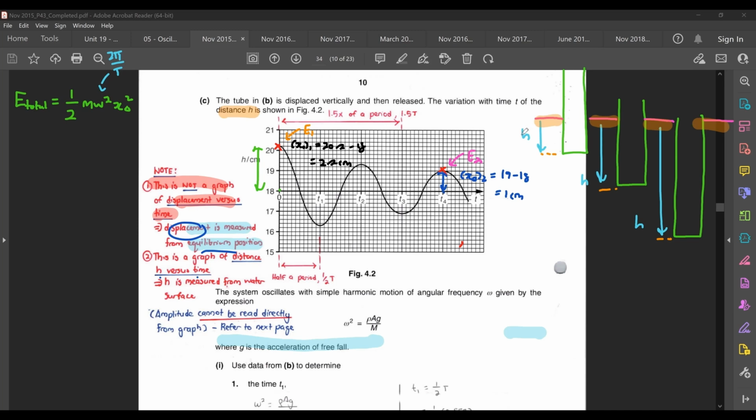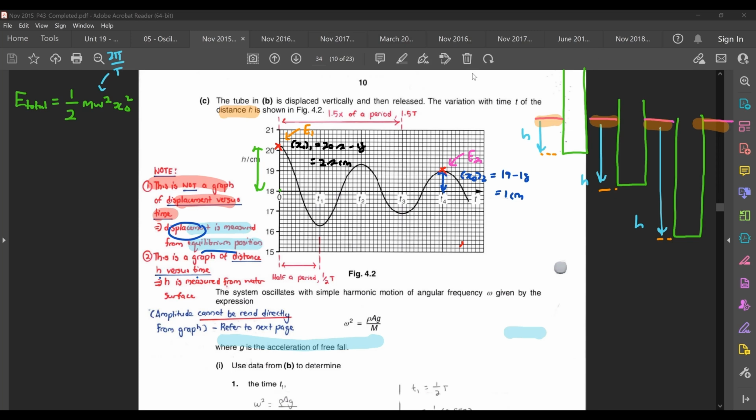At the top position, this is your value of h. At the equilibrium position, this is your value of h. At the bottom position, this is also your value of h. Okay, but this is not your displacement as I mentioned to you. So to get your displacement, it must be measured from the equilibrium position.